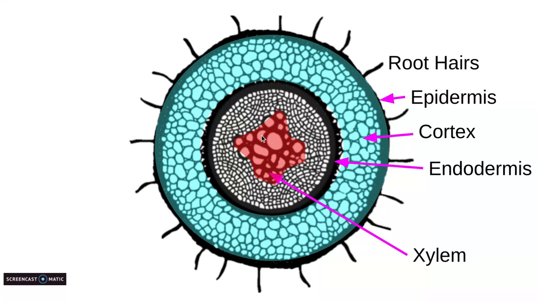We have the xylem. A lot of times it's in this cross shape in the middle. That's going to transport our water because xylem transports water. And then we have our phloem. We're going to learn what phloem is, but for now, just label it. Basically, it's going to transport our sugar or our food. So this is a root cross section.